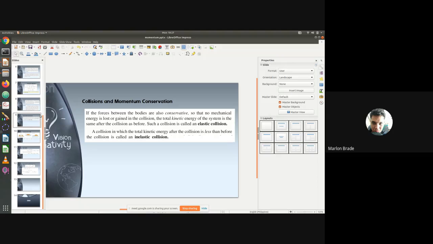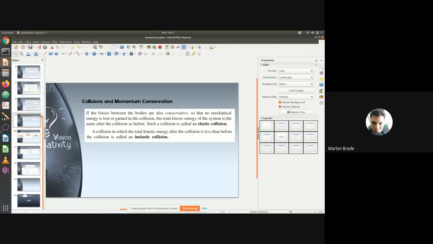If the forces between the bodies are also conservative so that no mechanical energy is lost or gained in the collision, then the total kinetic energy of the system is the same after the collision as before. Such a collision is called an elastic collision. A collision in which the total kinetic energy after the collision is less than before is called an inelastic collision.